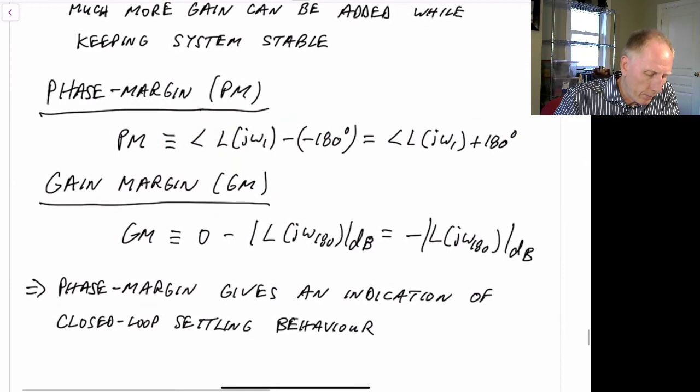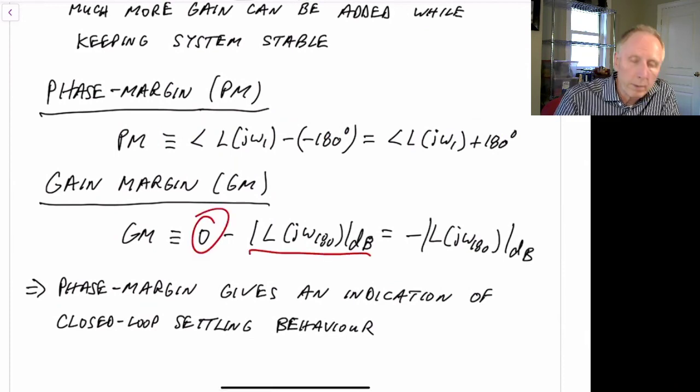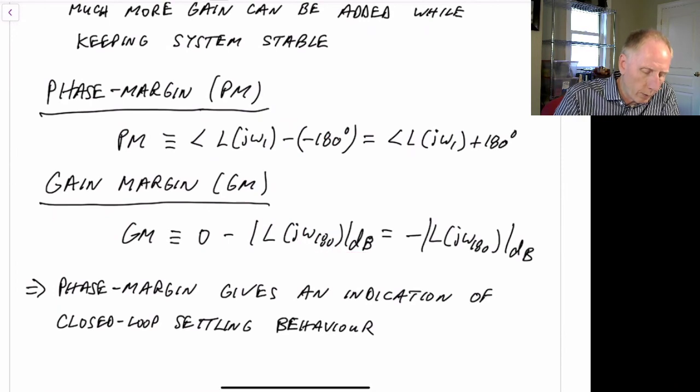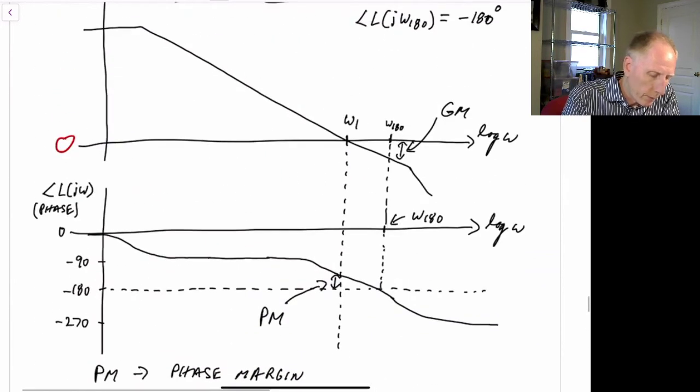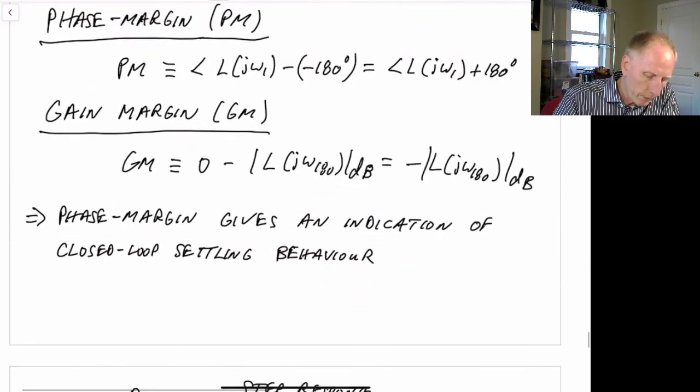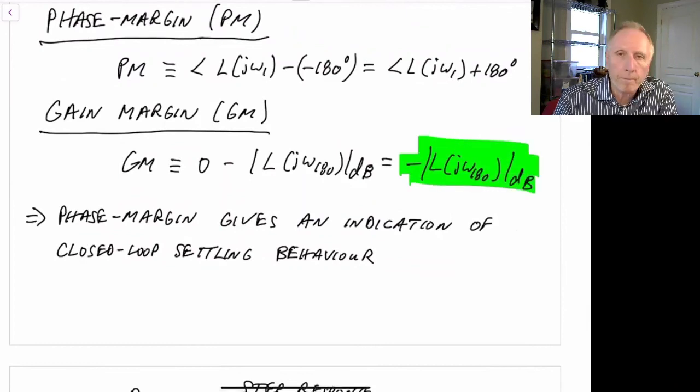Our gain margin is equal to 0 dB minus our actual magnitude when the phase is equal to 180 degrees. In other words, it's equal to the distance 0 minus the actual magnitude of the loop gain at that frequency. So it becomes equal to just minus the magnitude of the loop gain in dB at j omega 180.